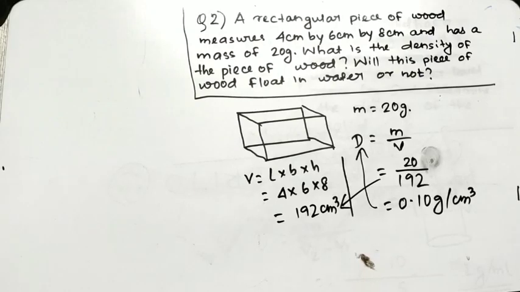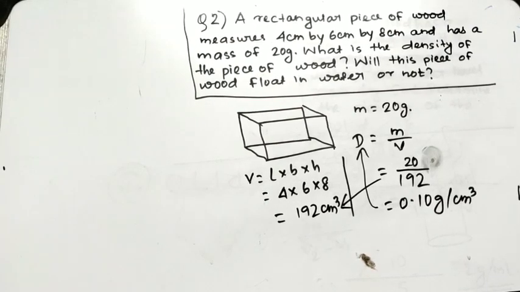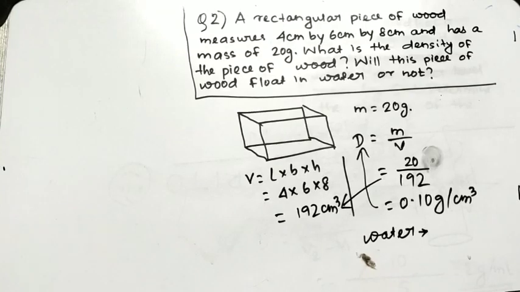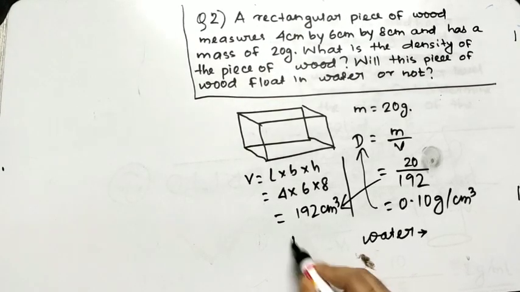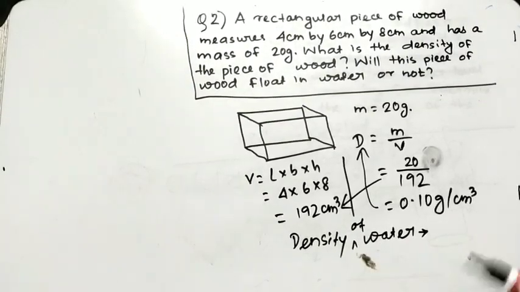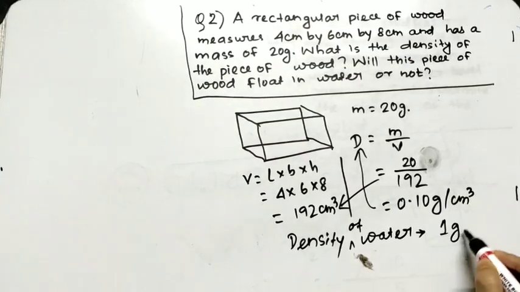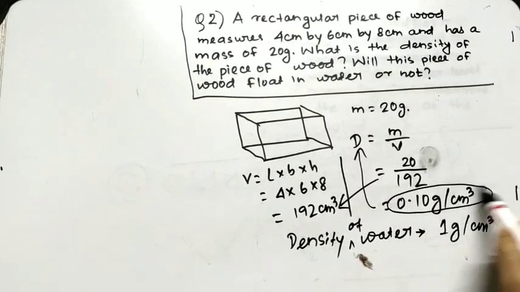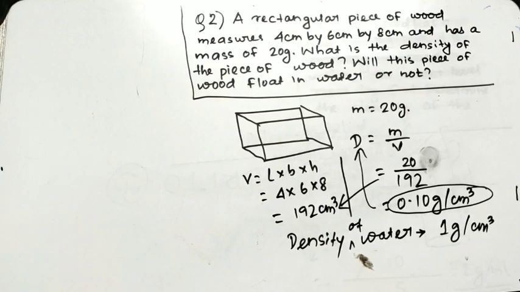Now the second part of the question says, will this piece of wood float in water or not? Now how would you determine whether it will float in water or not? As we know, the density of water, let's write, what is the density of water in CGS? Density of water in CGS is 1 gram per centimeter cube, right? Now this piece of wood has a density of 0.10 gram per centimeter cube, right?